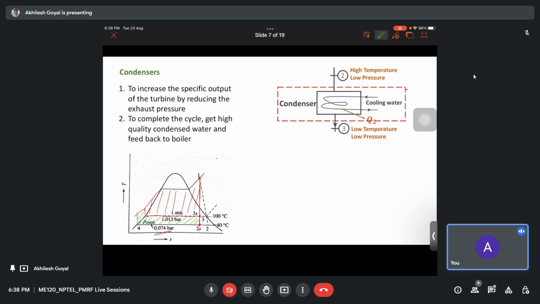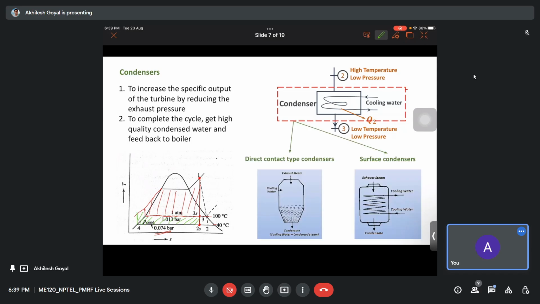Now, how many types of condenser are there? Mainly condensers are of two types. One is the direct contact type condenser and the second is the surface condenser. These two types are further divided into many types of condenser, but that is not the scope of this session. In a direct contact type condenser, as the exhaust steam comes, a cooling water mist is inserted into the chamber.